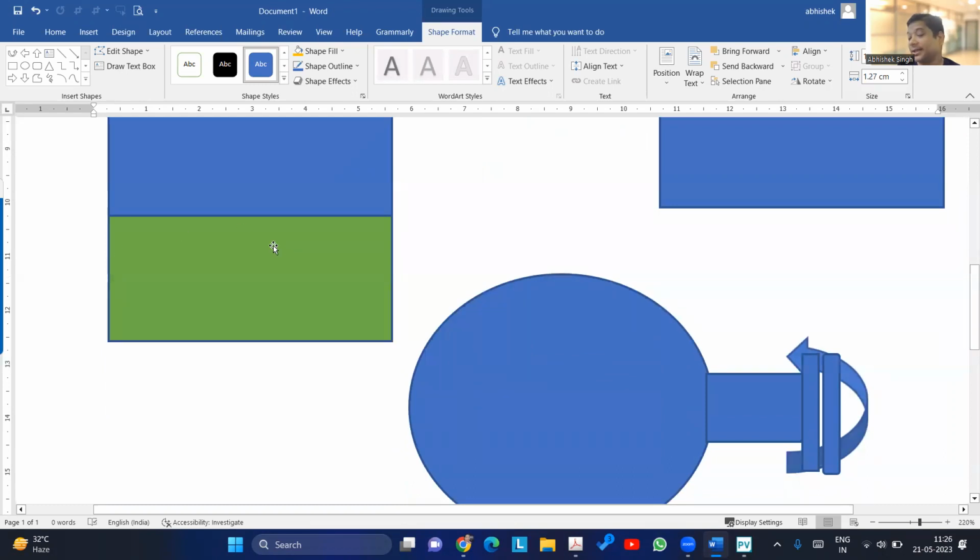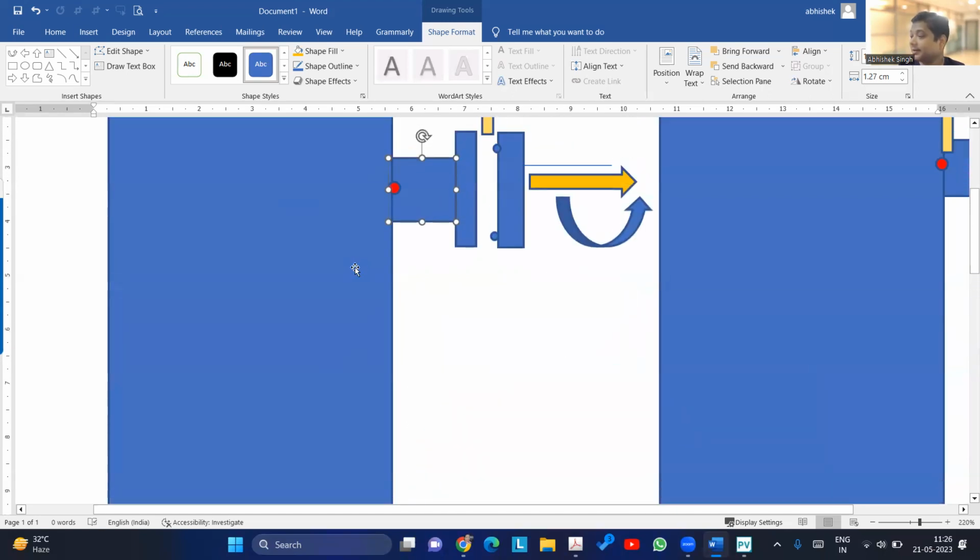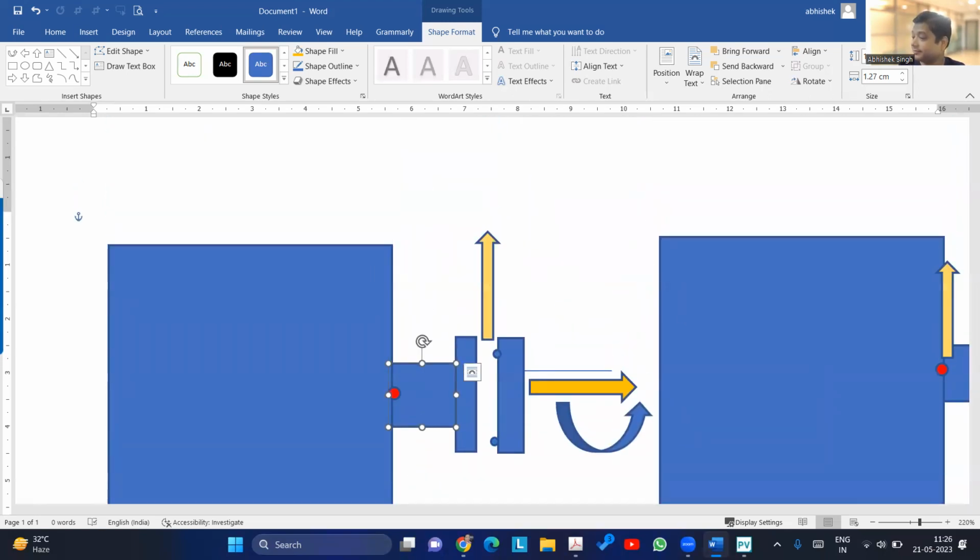For supports, again, the same moments will be there. So that additional moment you have to consider. Yeah, so you have seen that. I have seen in many projects where for the nozzle neck also, that separate calculation has to be done.